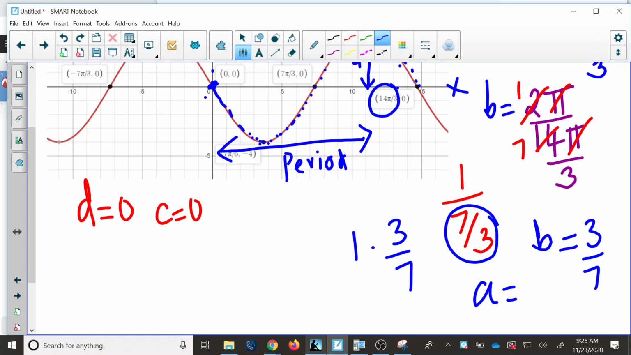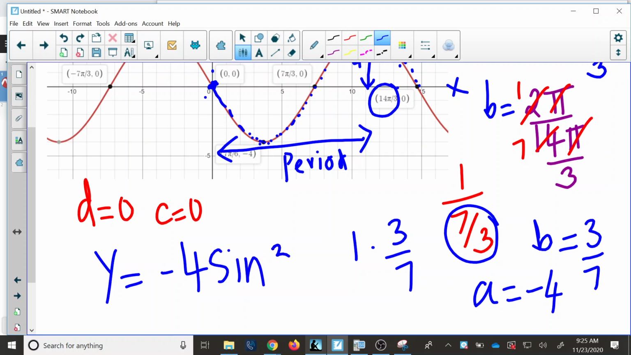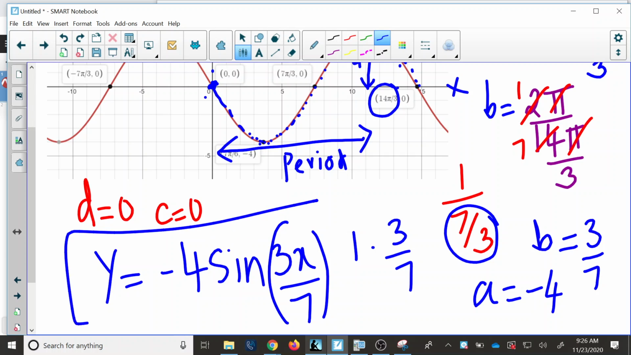A we've already determined, which is negative 4. This is a sine function, right? So y equals negative 4 sine, and b is 3 over 7, so I can write 3x over 7. X is the variable. So that's how you write the equation of these trigonometric functions from the graph.